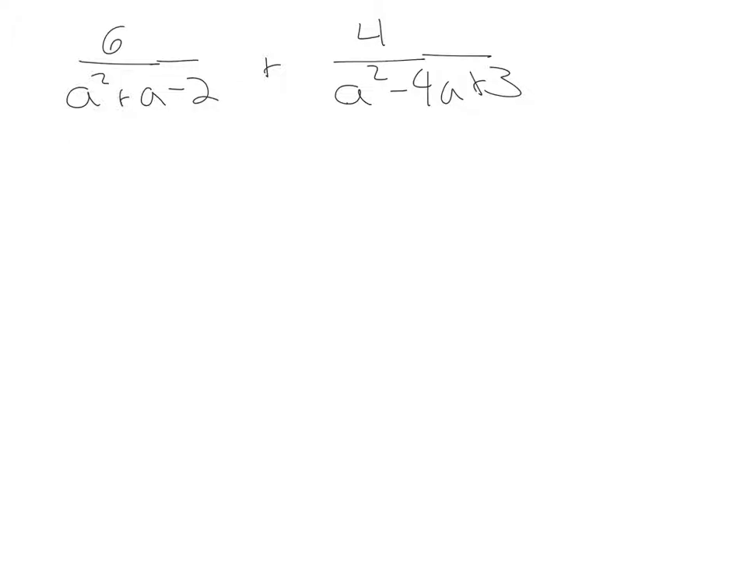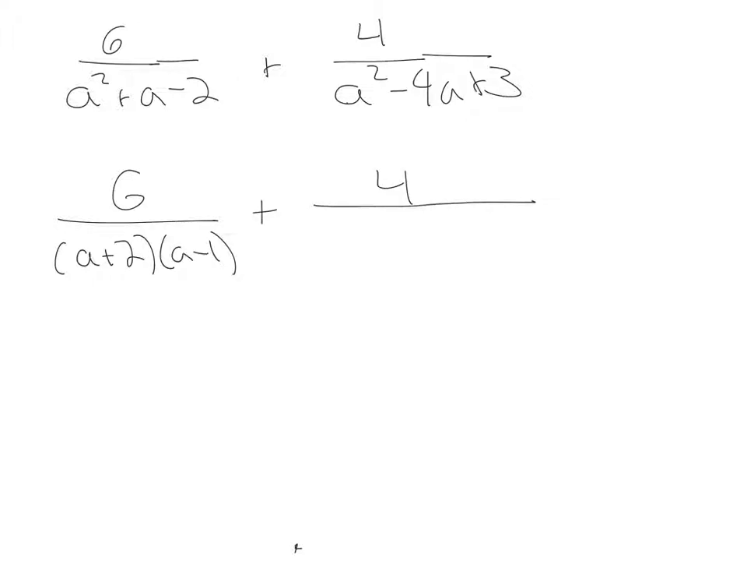So we have to factor these denominators first. If we factor the first denominator, we're going to get 2 binomials, a plus 2 and a minus 1. Then let's do the same thing for the second denominator, and that's going to be a minus 3 and a minus 1.